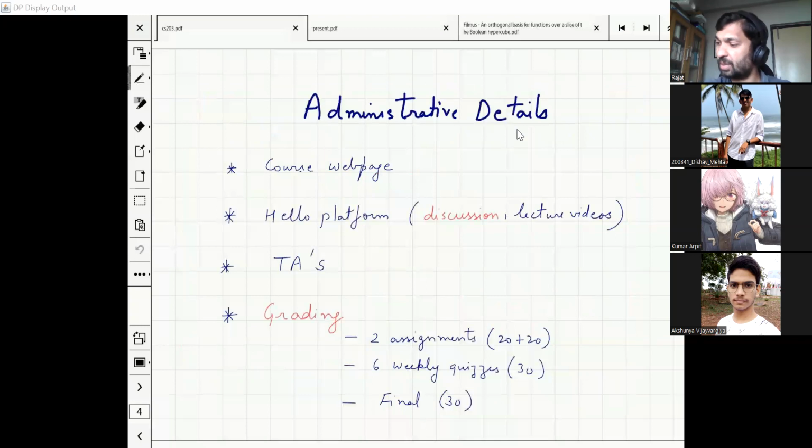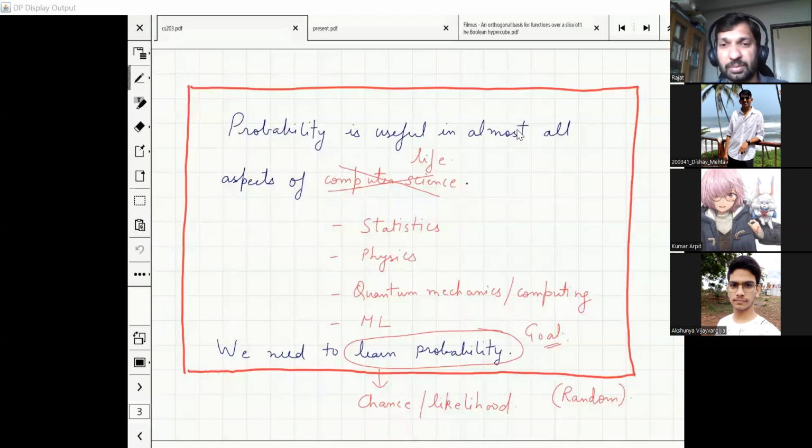Any questions about this broad overview of probability? Okay.